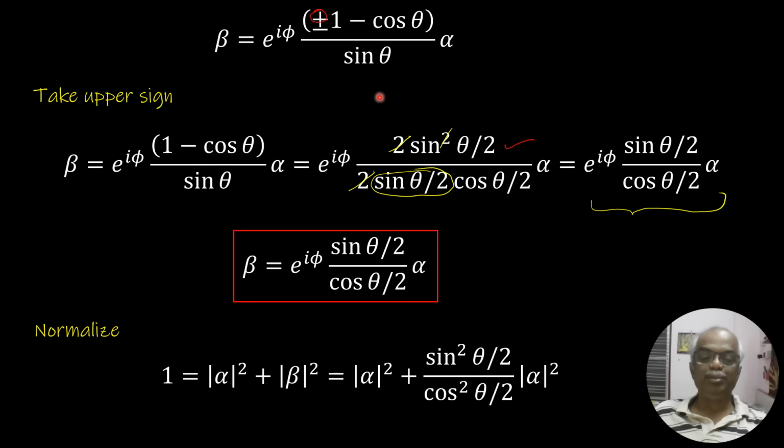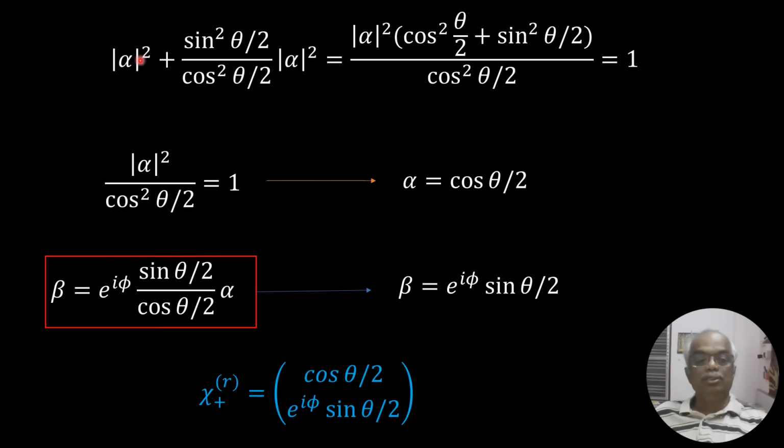Now we can simplify this. This term is equal to 1. Modulus alpha squared sin squared theta by 2 over cos squared theta by 2 modulus alpha squared. This plus this is equal to 1, that is modulus alpha squared plus modulus beta squared is equal to 1. Now we will move further. So now we got this expression, modulus alpha squared plus modulus beta squared. Just now we have seen modulus beta squared.